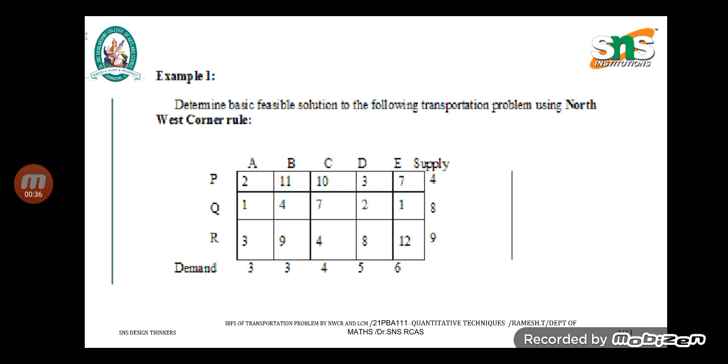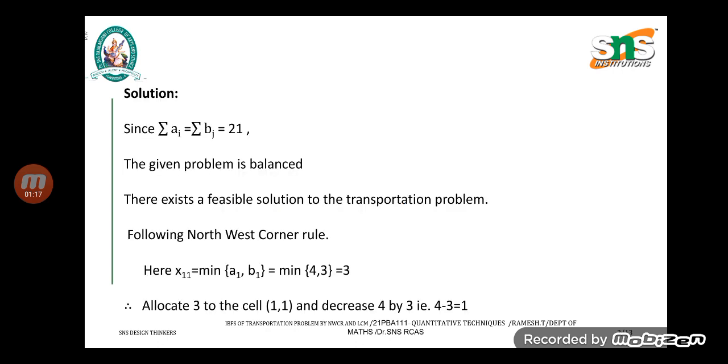Here there are the supply sides P, Q, R and demands A, B, C, D, E, and the unit costs are 2, 11, 10, 3, 7. And the next one is the Q side: 1, 4, 7, 2, 1, and R is 3, 9, 4, 8, 12. Corresponding supply for P is 4, Q supply is 8, R supply is 9. And on the demand side, A demand is 3, B demand is 3, C demand is 4, D demand is 5, and E demand is 6. Everything is given. We find the initial transportation cost for this given problem.